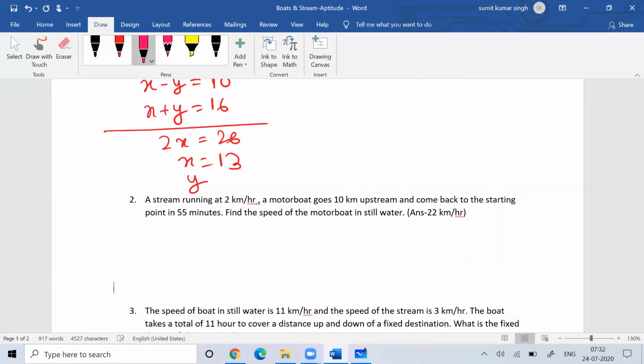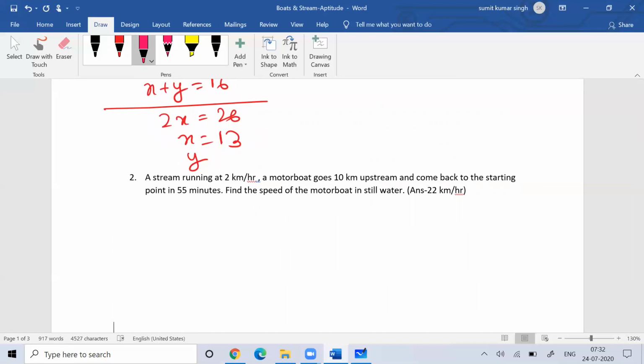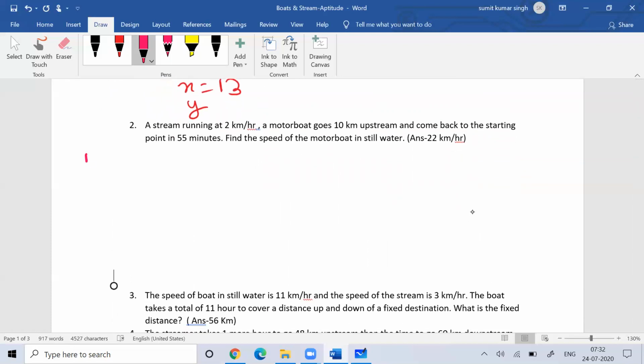Now you can see this question number 2. A stream is running at 2 kilometer per hour, means y is given to you as 2 kilometer per hour. The motor boat goes 10 kilometer upstream. So the time it will take to go is 10 by x minus y, but y is given as 2 kilometer per hour, that is the water speed, and come back.